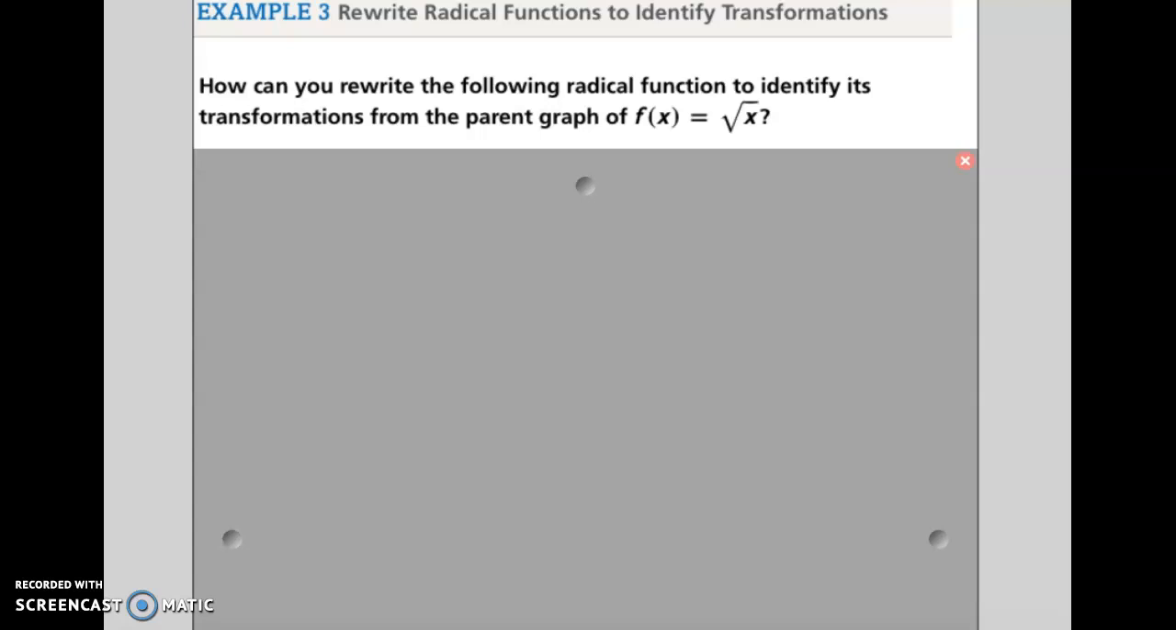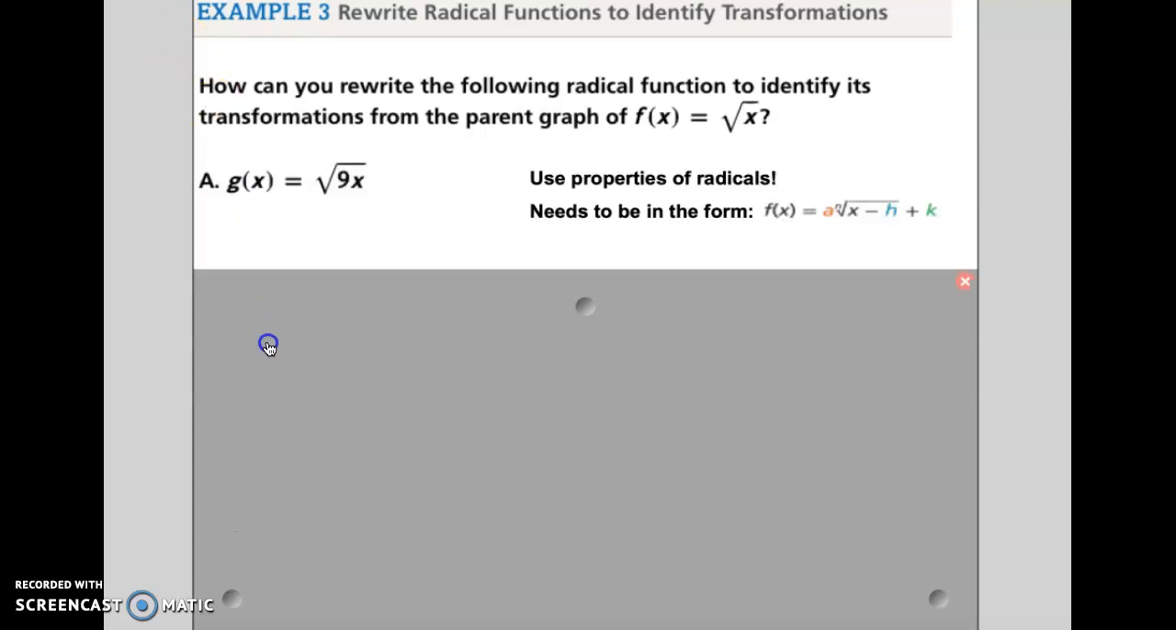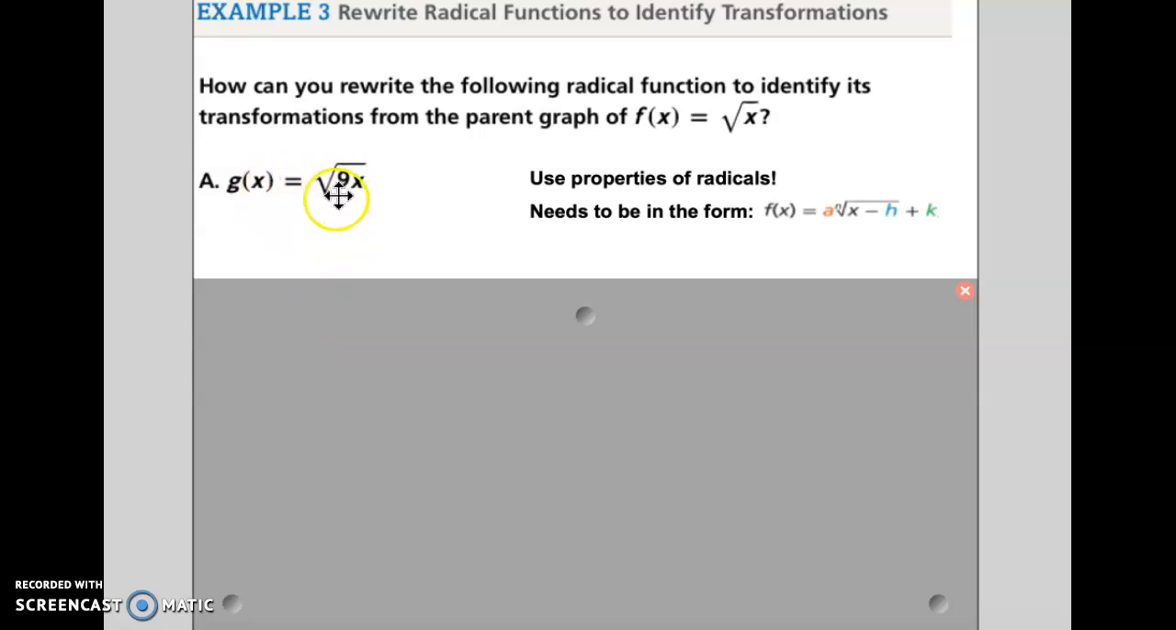Okay guys, so the last example in this section that we're going to talk about is what happens if the radical function is not in the form where I can identify the transformations? What if I can't tell which direction it's moving? So for example, this one, the square root of 9x, it needs to be in this form. Notice in the parent function form, there's not a number directly in front of the x. So somehow I need to rewrite this using the properties of radicals so I can get it in this form to identify my a, h, and k to figure out the transformations.